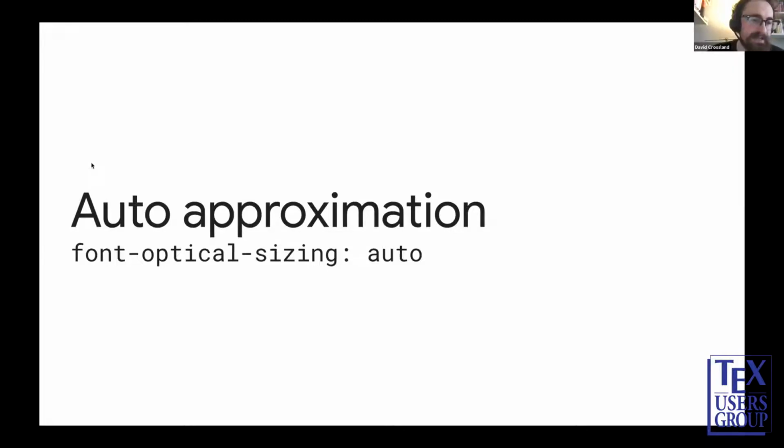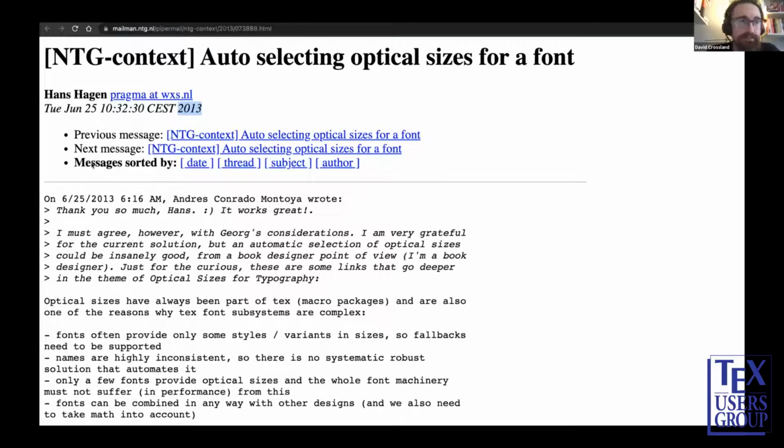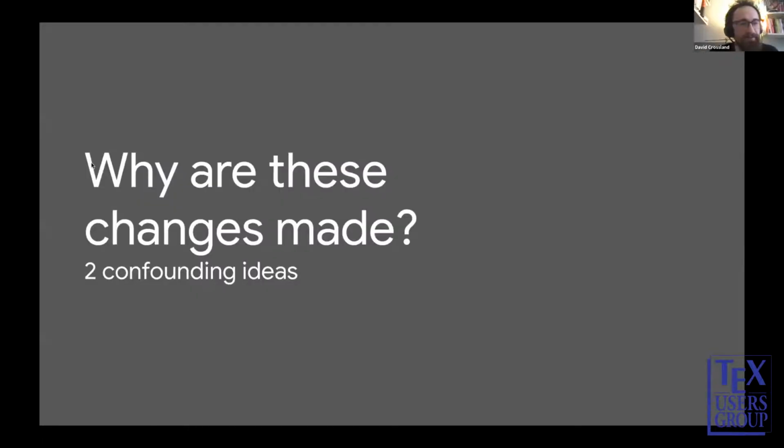There's a CSS property, font-optical-sizing: auto, which is on by default, and that will automatically set the optical size. And this isn't a totally novel idea. I found this great email from 2013 discussing this idea of auto-selecting optical sizes for a font. If you're using variable fonts in a TeX engine, I think it's well worth investigating.